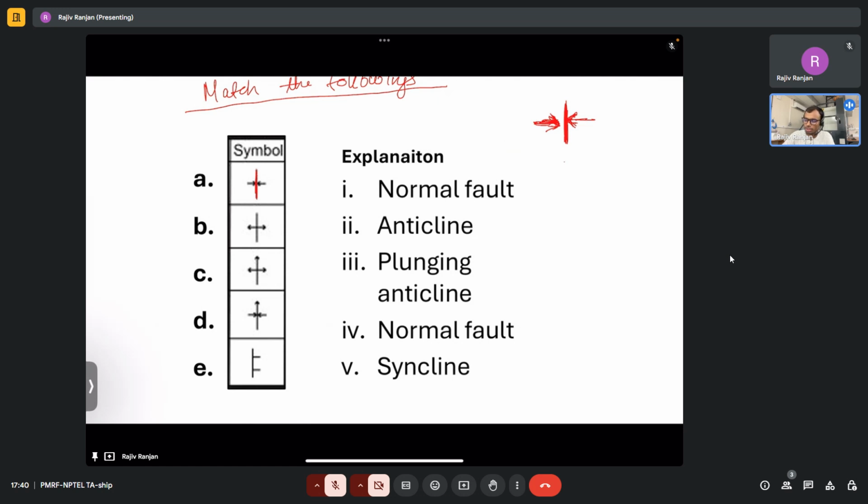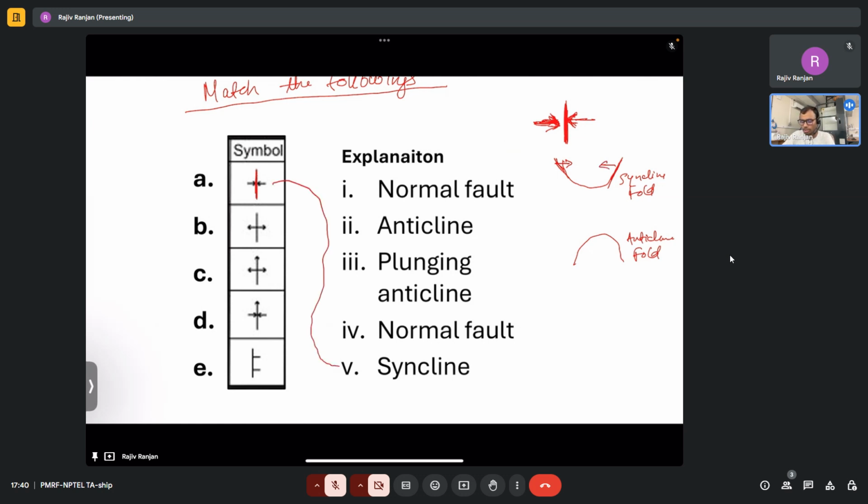So we know, if you look at a fold, this is a syncline, and this is an anticline. So anticline and syncline is basically how the limbs are dipping. You can see the dip direction is like this and the dip direction is like this. So both are dipping in the same direction. So these are called syncline. That is why option A will be syncline.